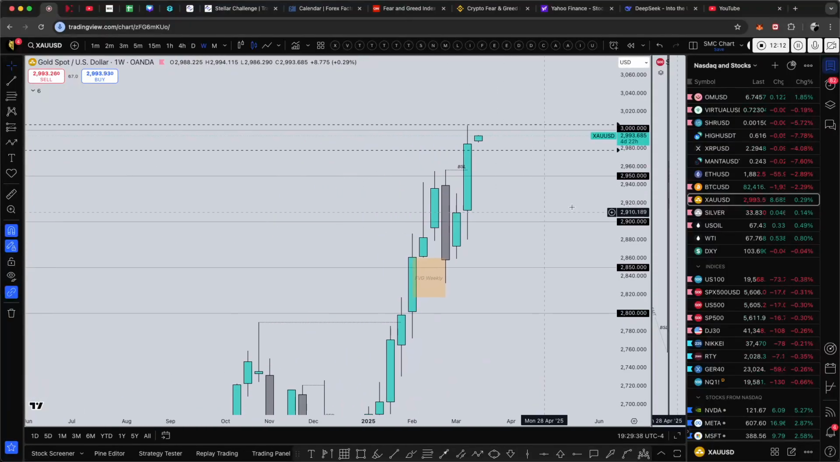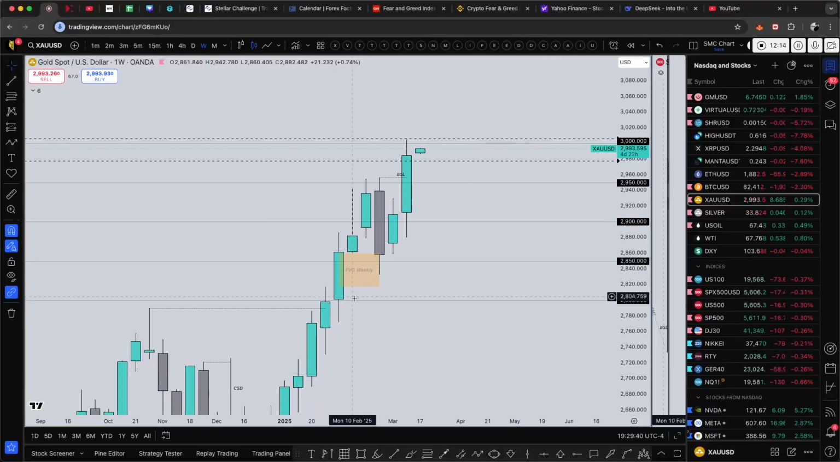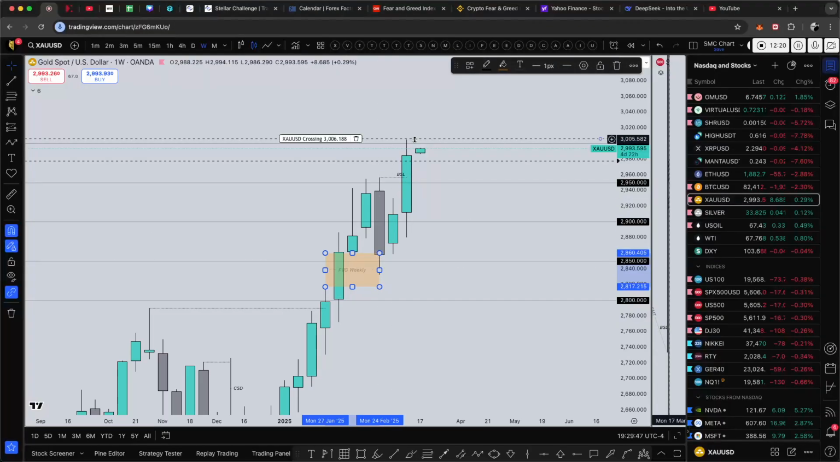Look at the weekly candle right here. Look at this beautiful move. Look at this impulse, price pulled back to this fair value gap, held it pretty well, and then boom, skyrocketing. Now look at the size of this past week right here, body of the candle closing below. We're definitely expecting this size to be taken.